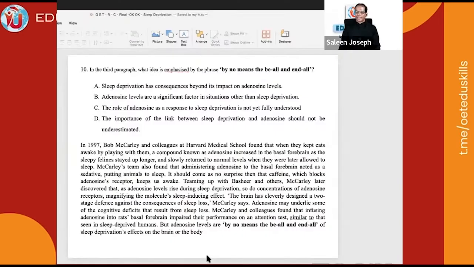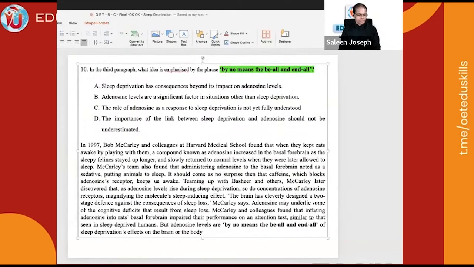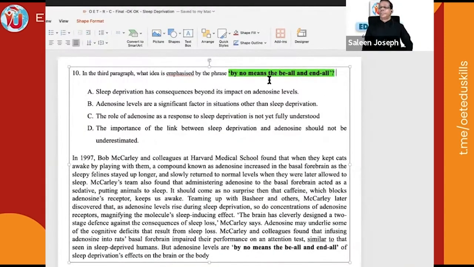Yeah. Where is the highlighted question? This is the highlighted one, right? Tenth question. See the highlighted word, "by no means the be all and end all," in the third paragraph. Third paragraph we have already highlighted. You have numbered, so you know where it is immediately. What idea is emphasized by the phrase "by no means the be all and end all"? So where do you have the highlighted word? Immediately go there.